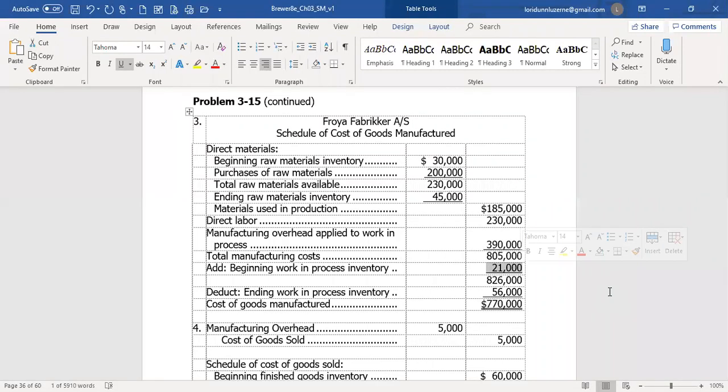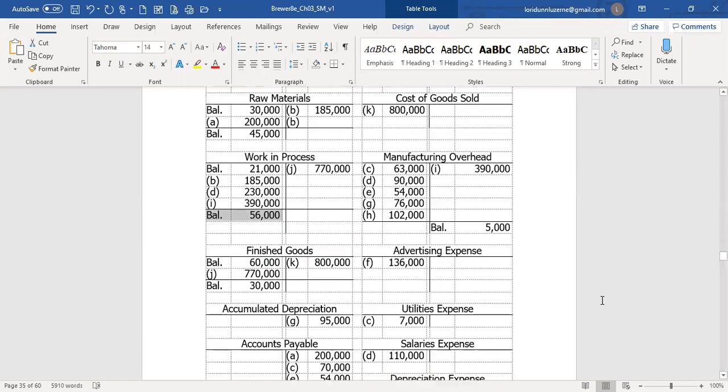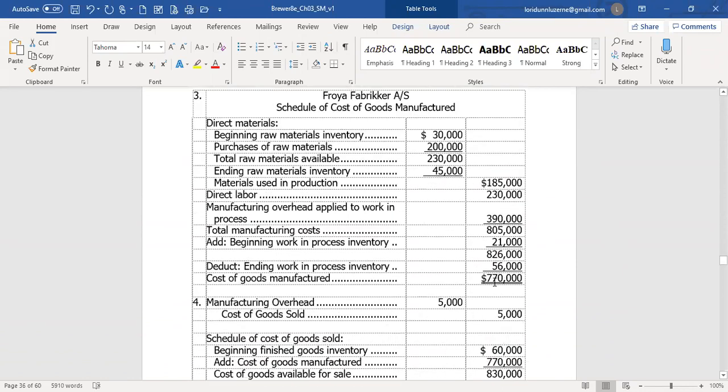Then we say, was there any costs at the end of the period that are still, the items are still being worked on? And the answer was yes, we had $56,000. And that was right up here, work in process. We still have $56,000 of cost represented by goods that are still in the manufacturing process. They're not finished yet. So we subtract them. So the cost of the goods that were manufactured, finished, $770,000. So that is how we create just a schedule to show the cost of the goods manufactured.